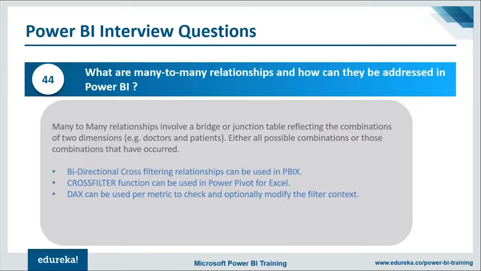But many-to-many, you have to implement using what we call a bridge table. That is something you have to specifically create either in the model or in Power Query. So first create that bridge table, with one-to-many and many-to-one relationships. A very good example could be authors and books. One author can write many books. One book can be written by many authors. Or doctors and patients, also a very good example.